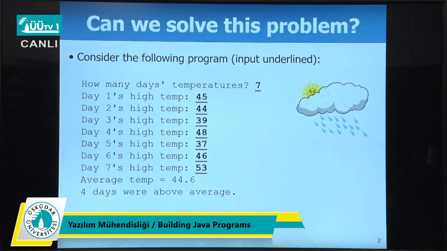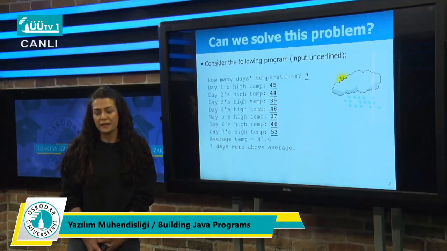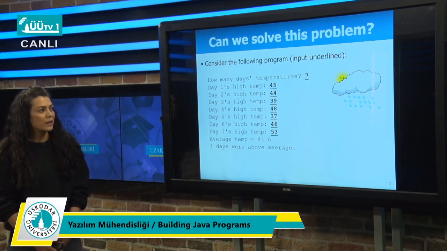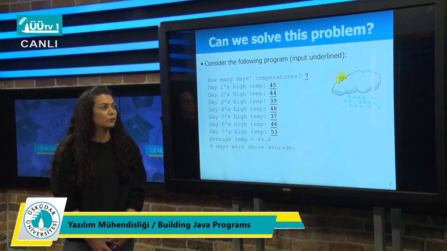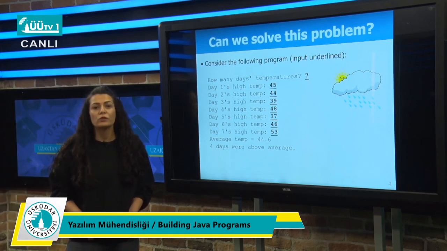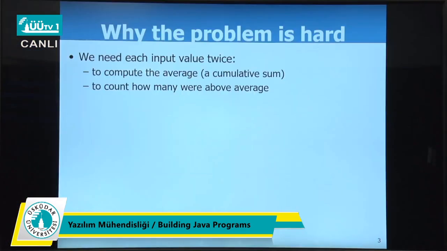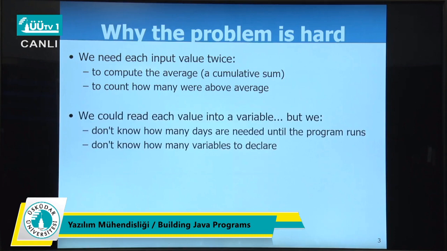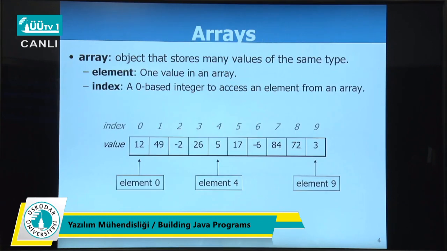In order to do this, normally if we only had variables, we had to declare 7 different variables. But we have one more problem. We don't know how many days the user is going to request. So based on this, we don't know how many variables we have to declare. So therefore, we have to use arrays. So for each input value, we have to calculate the average, and we have to calculate how many days were above the average. And if we simply have 7 different variables, coding this is not very efficient and is not very easy. Therefore, we're going to go for arrays.